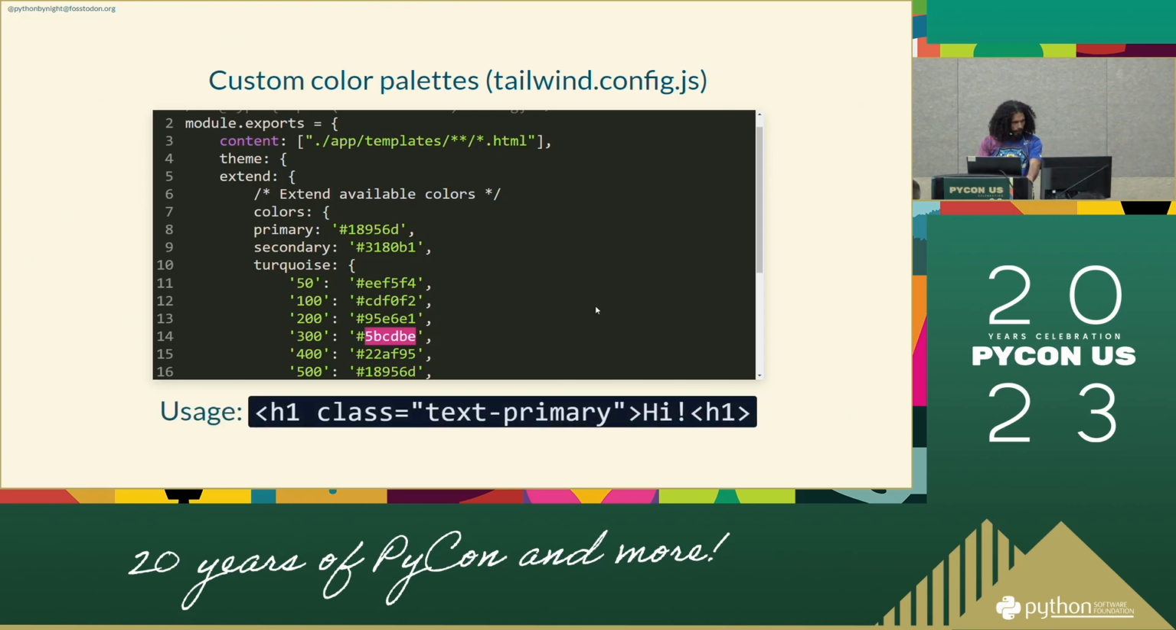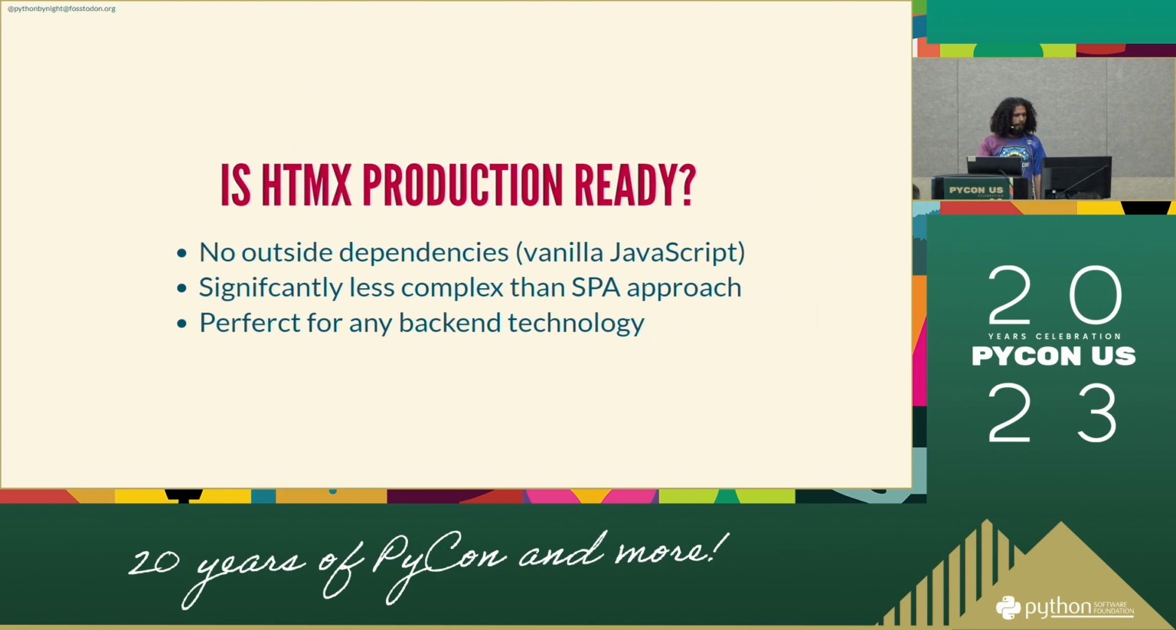Additionally, I don't know if I have it on the slide. Yeah, so this is how you would call the primary color for your text, for example. Instead of having to do text-bg or text-slate, whatever, you just call the primary color.